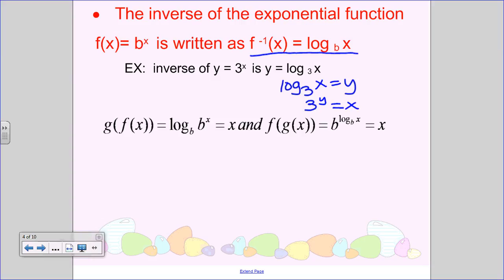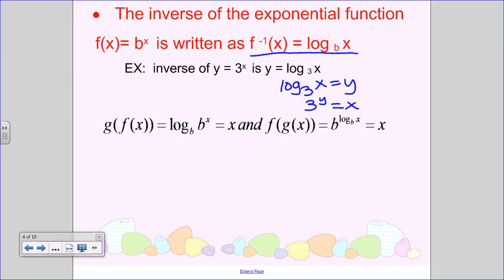Just like you thought of it before, an inverse operation will undo the other one. So remember, if it's an inverse, the composition of the functions should give you just x. Sorry, that's what I meant: x.